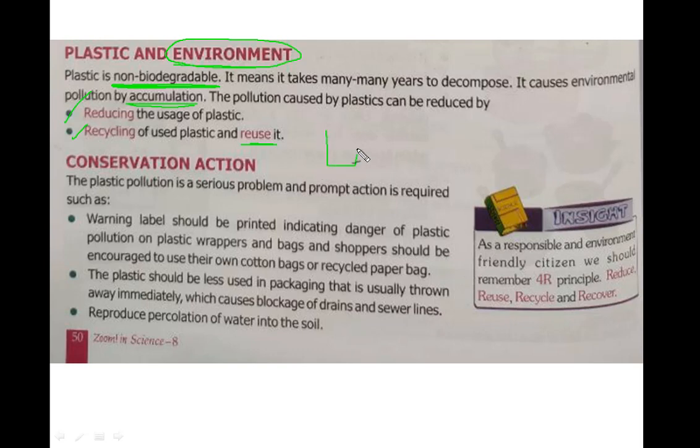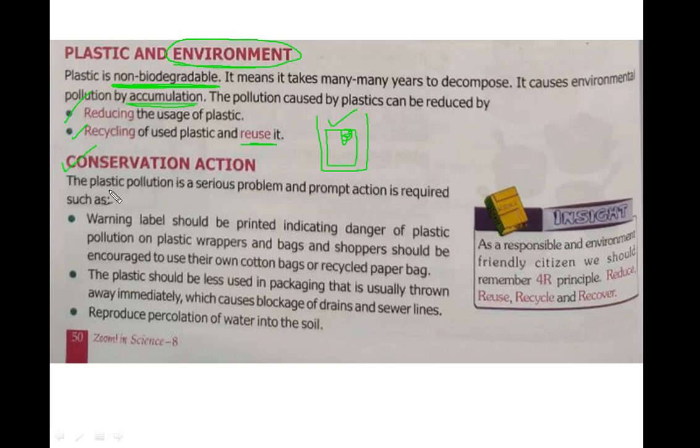Suppose you are buying a biscuit packet. You can easily carry this biscuit packet. There is no need of putting this biscuit packet into a polythene. So in this case you can ask the vendor not to give you this polythene, so you can take this biscuit packet with your own hand. That is called, sorry, refuse. You are refusing it.